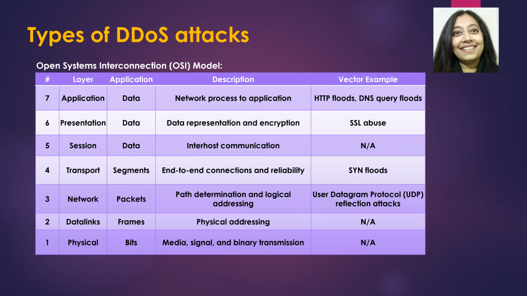Now let us look at the different types of DDoS attacks. This is the OSI model, layers 1 to 7, right here, and for each layer there's a different type of attack. If you start from layer 7, which is the application layer, you have HTTP floods and DNS query floods. At layer 6, you have SSL abuse. At layer 4, you have SYN floods. And for layer 3, you have UDP reflection attacks. Let us start with HTTP floods that happen at layer 7.